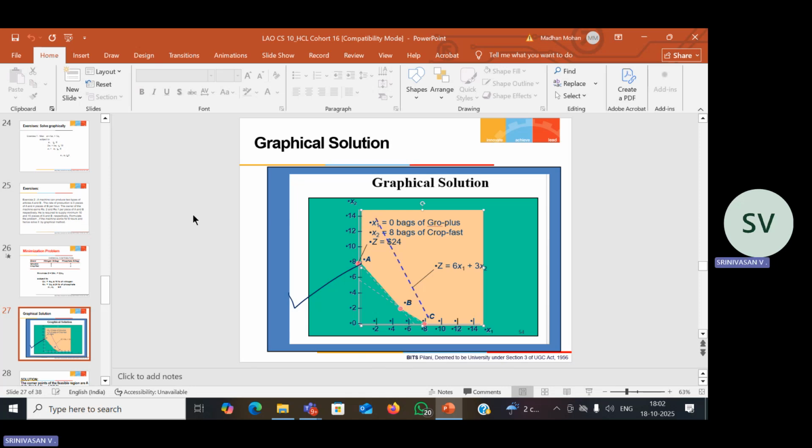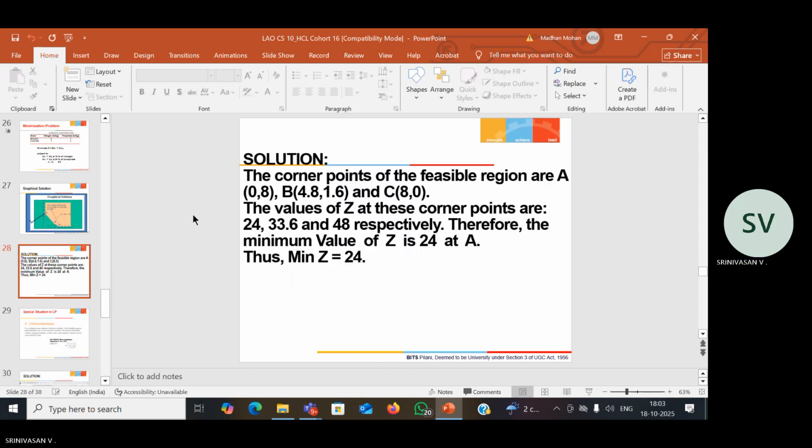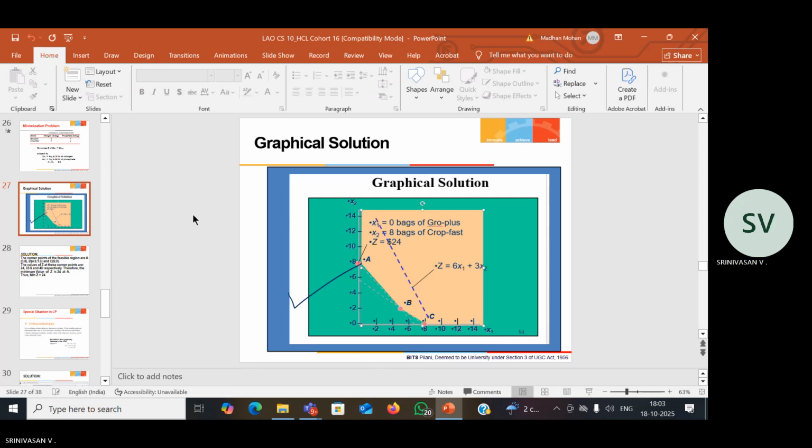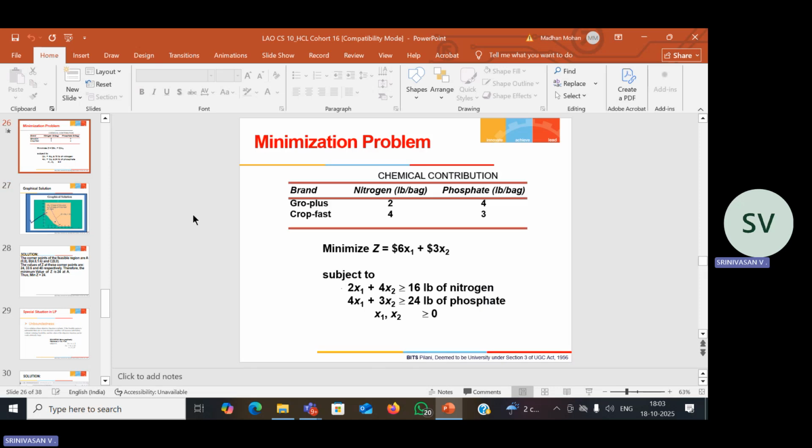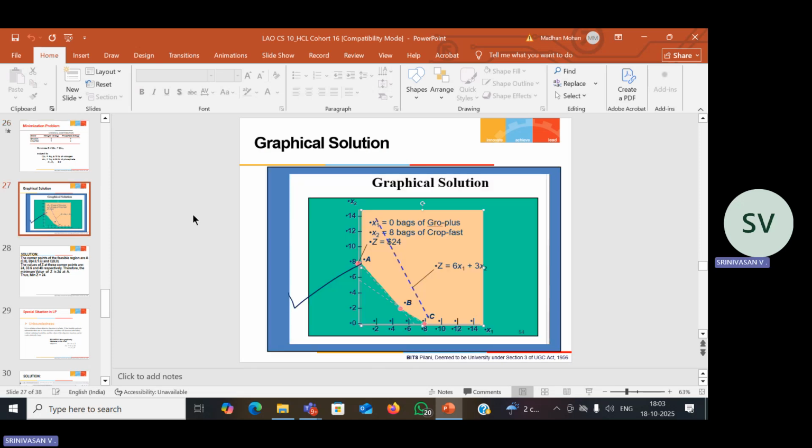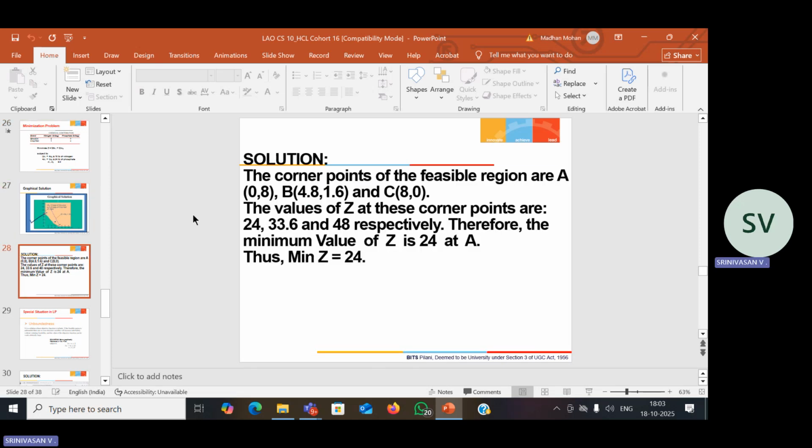Okay. See, I will show you this. You have the graph. You can draw the intersecting lines. You can draw the two lines, 2x1 plus 4x2 greater than or equal to 16 and 4x1 plus 3x2 greater than or equal to 24. So you can see the intersecting space, that is the feasible region, and then get the corner points. This is the solution given straight away. Now I have explained here.